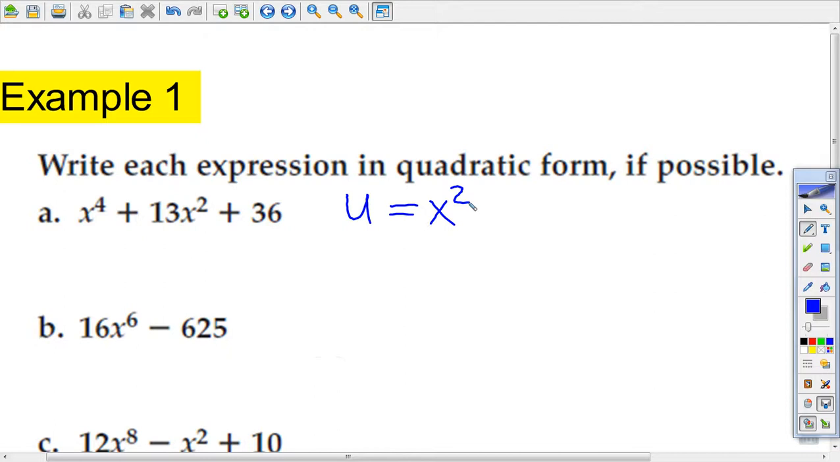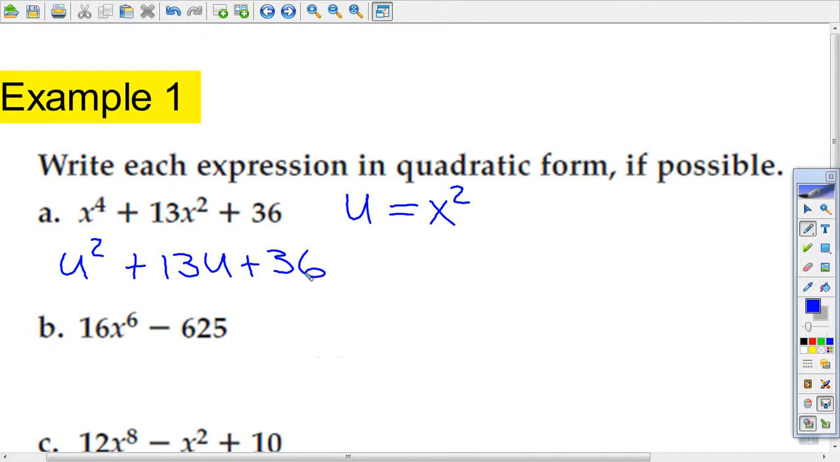Why did I do that? Because now, if I look at the expression again, this x to the 4th becomes u squared. What does this 13x squared become? 13u plus 36. And I say, why in the world did you do that? Because now this is something that looks like it's in quadratic form.